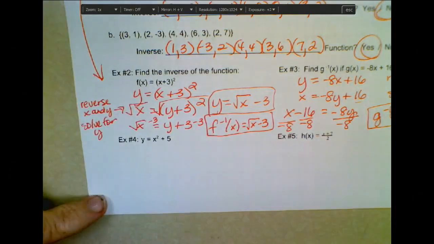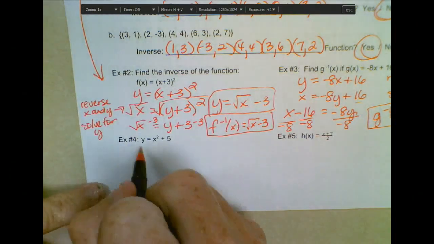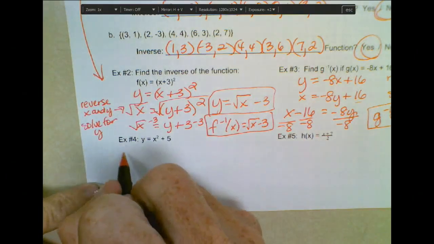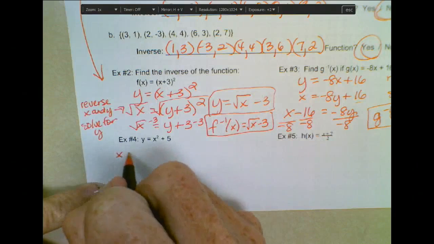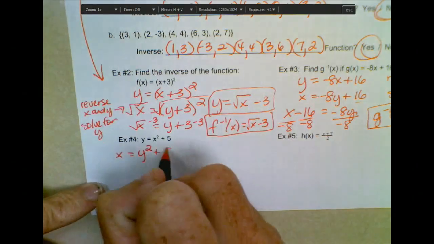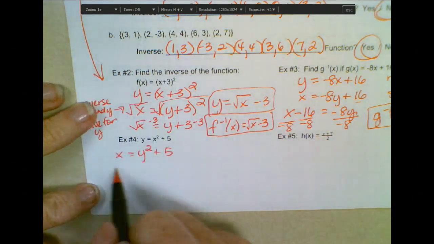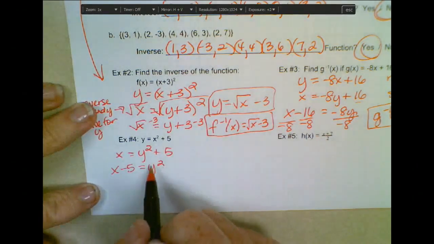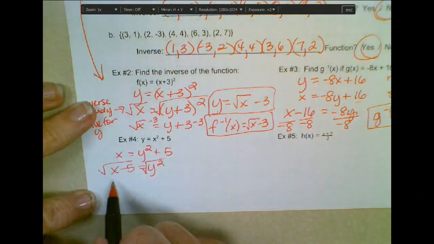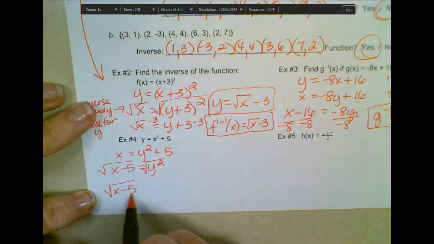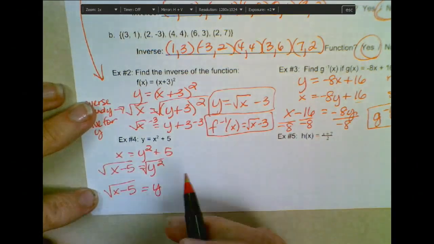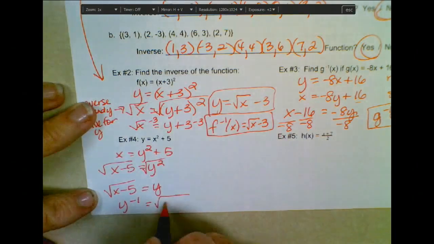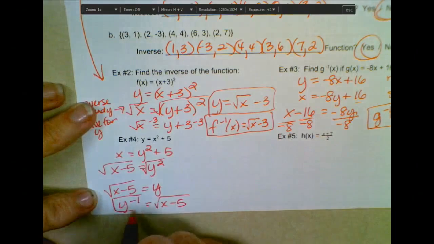So, excuse me. On example number 4, it already has y there instead of an f of x function. So now you're going to reverse those. I need to move that 5 over, so I would get x minus 5 equals y squared. The way I undo a square is to take the square root. So I get the square root of x minus 5 equals y. So f to the negative 1 equals the square root of x minus 5.